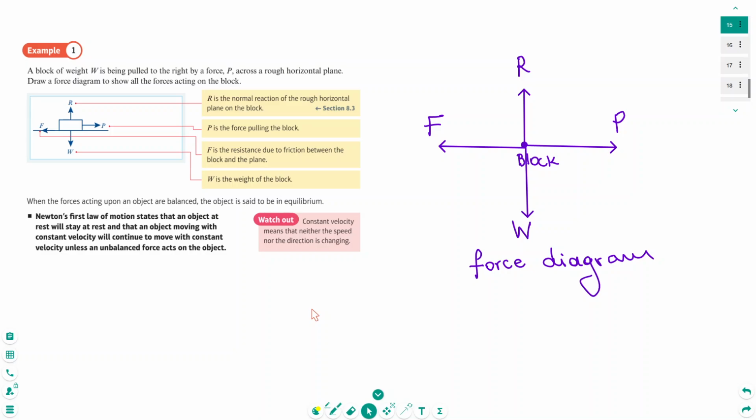Hi, in today's lesson, we are going to see forces and motion. We have a block of weight being pulled to the right by a force P across a rough horizontal plane. We need to draw a force diagram to show all the forces. The force diagram looks like this: the pulling force, the normal reaction, the weight, and the friction.